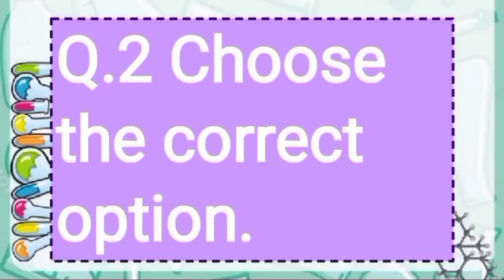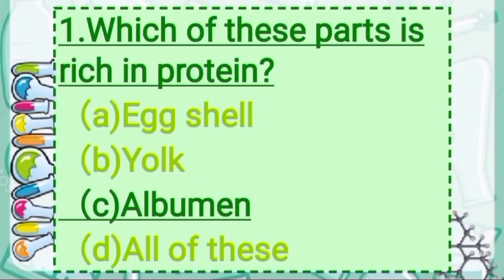Now let's choose the correct option. First, which of these parts is rich in protein? Answer is option C, albumin, which is part of the egg and rich in protein.